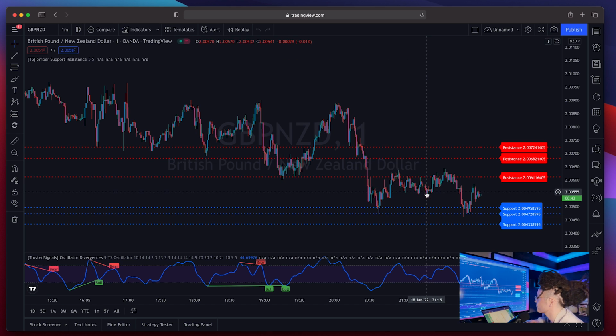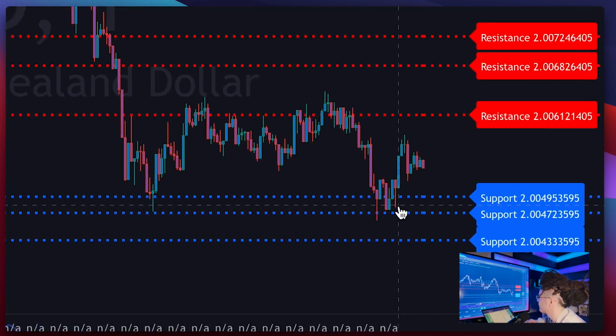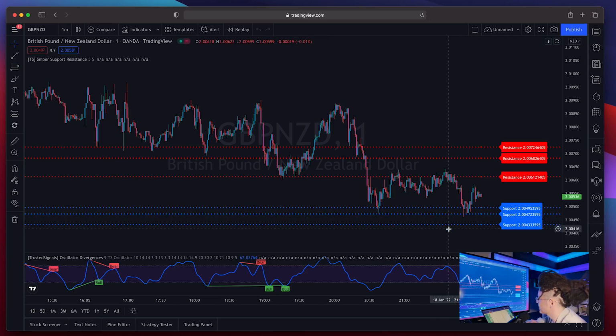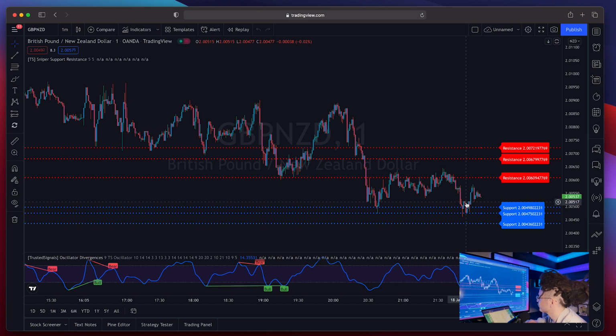So here, sniper support and resistance is going to give you 3 different entries where each entry is going to be 1% risk. So for this example, I'm going to go over this buy that just happened. Each one of these lines should equal 1% risk of your account, with the first one having the most risk out of 3 entries, with the third being the least risky of them all.